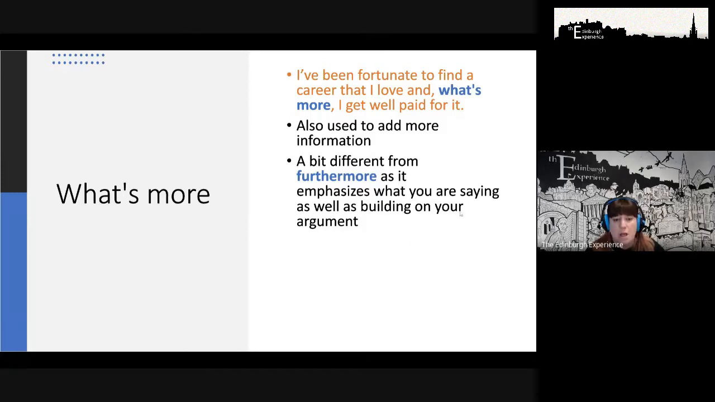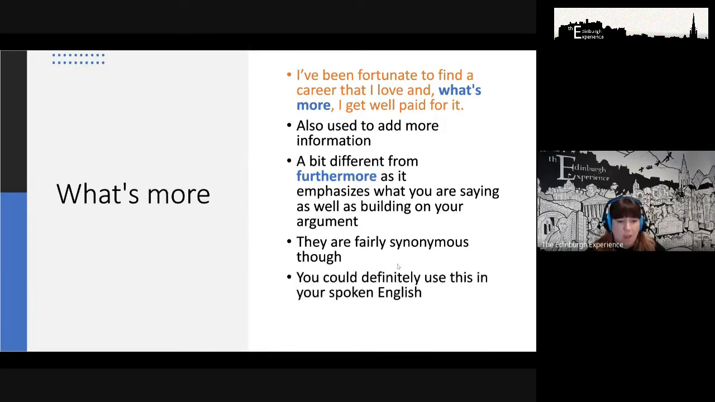Yeah, so as well as building your argument, you've got that element of emphasizing your point. They are quite synonymous, yeah, but what's more could definitely be a word that you use in spoken English, okay? So it would work well in formal writing, but also it's one that you can bring into your speaking confidently too.